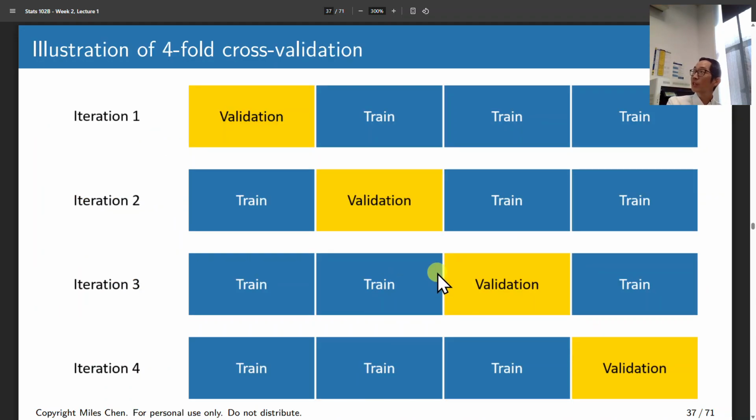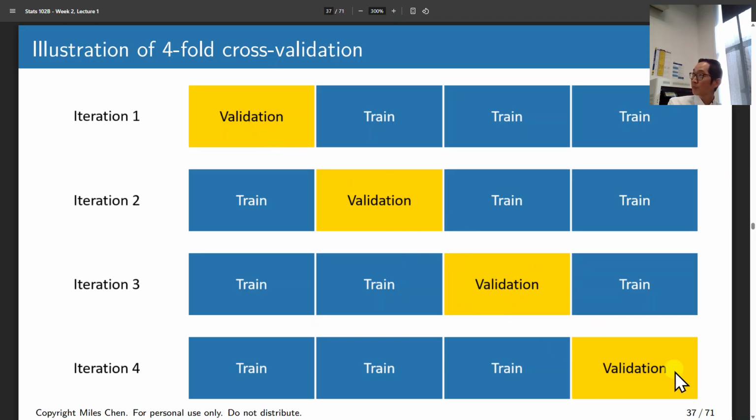So here's just an illustration of 4-fold cross-validation. We would run 4 iterations, and each of these is what we call a fold of the data, okay? So we've split the data into 4 chunks, and during iteration 1, we use these 3 chunks as our training data, and we validate on this 1 chunk, okay? And then during iteration 2, we use these 3 chunks as our training data, and this one's our validation set, and so on and so forth, okay? And so every observation gets an opportunity to be part of the validation set, okay?